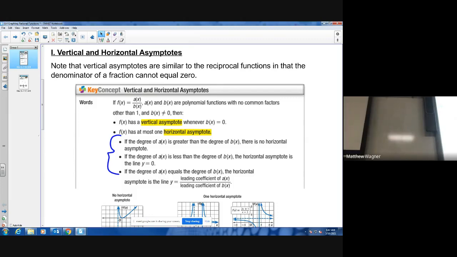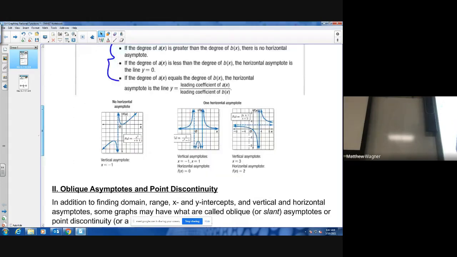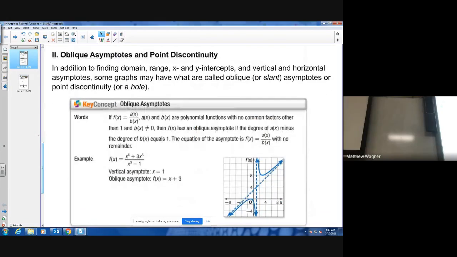But vertical asymptotes are related to holes on your graph, and I'll show you that in a second. Horizontal asymptotes, we need to be able to identify. Oblique asymptotes, and then obviously x and y intercepts and domain and range. Oblique asymptotes and points of discontinuity. The holes, the point discontinuities, are going to be when factors cancel on the top and bottom. It's probably easier to see in an example, but a hole is going to happen when you have a factor that cancels on the top and bottom.